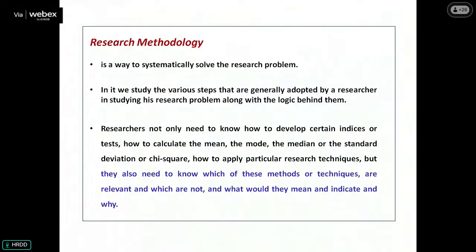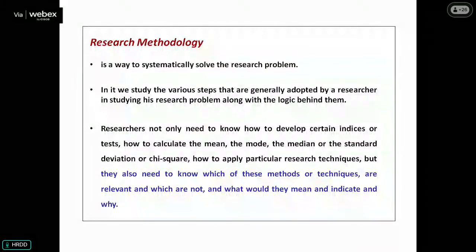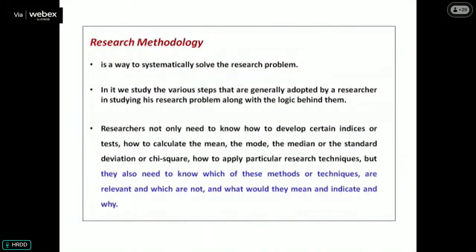While methodology is a systematic way to solve the research problem. It covers the various steps generally adopted by researchers in studying their research problem, along with the logic behind them. Research methods mean calculating mean, mode, median, standard deviation, applying particular research techniques. But research methodology includes these methods, as well as knowing which of these methods are relevant and which are not, and what they would mean and indicate and why.